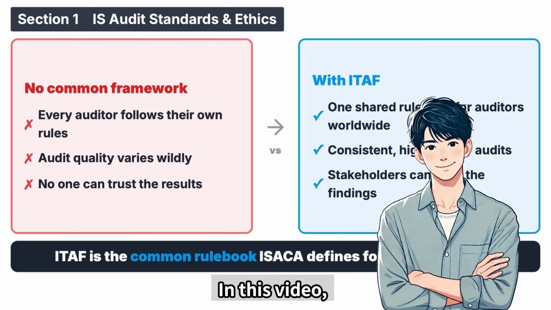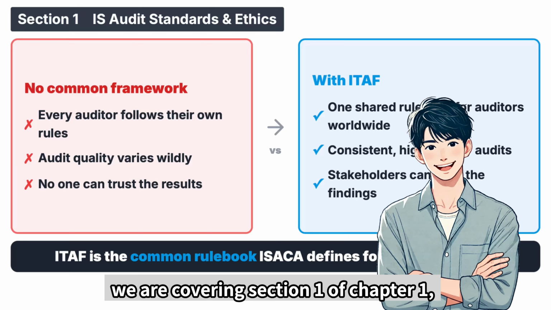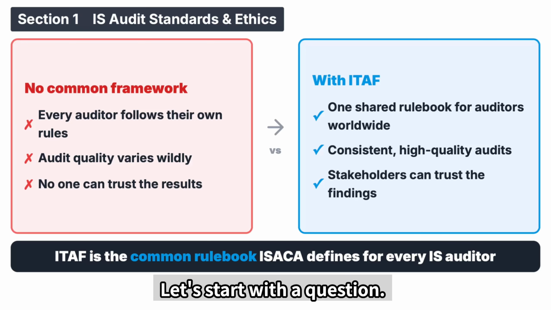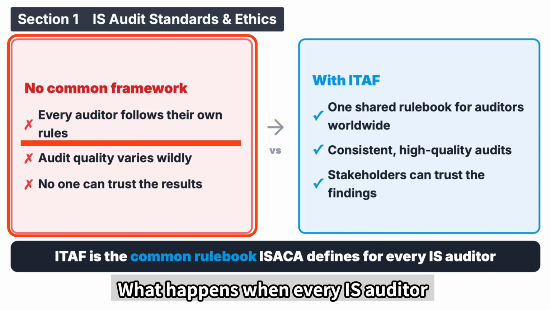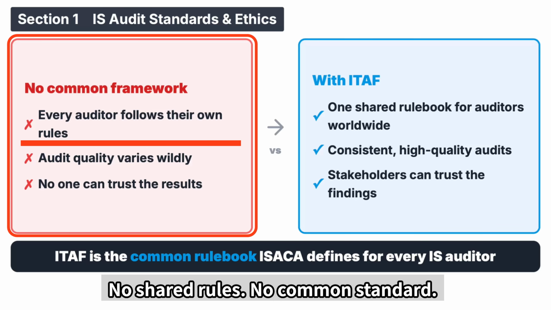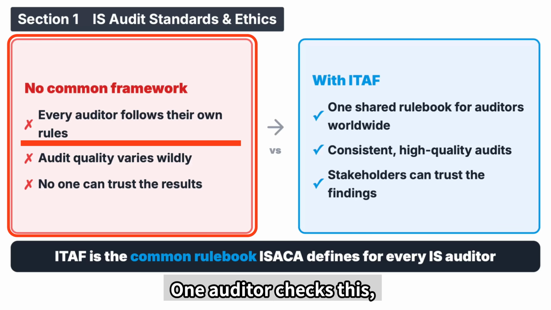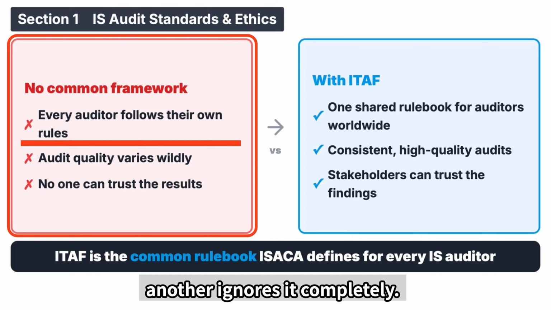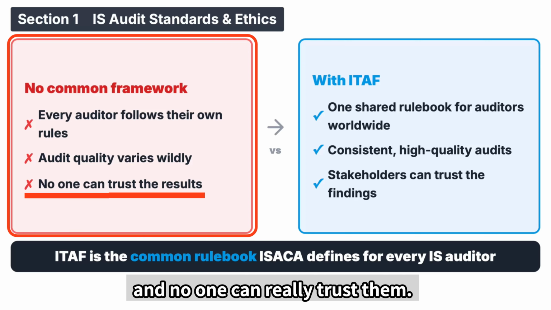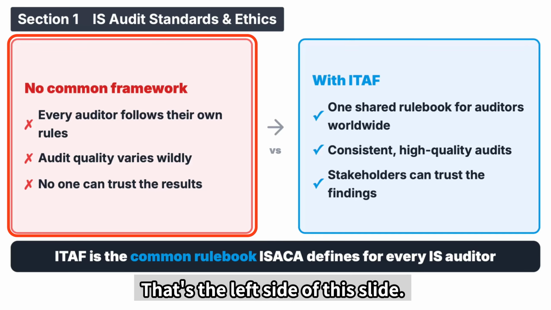In this video, we are covering Section 1 of Chapter 1, IS Audit Standards and Ethics. Let's start with a question. What happens when every IS auditor just does things their own way? No shared rules, no common standard. One auditor checks this, another ignores it completely. The results are inconsistent, and no one can really trust them. That's the left side of this slide.